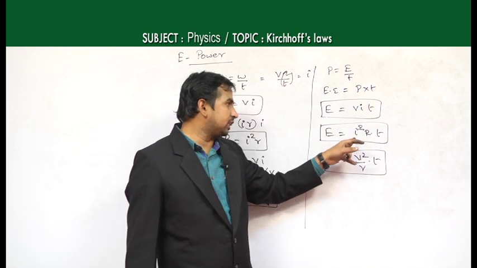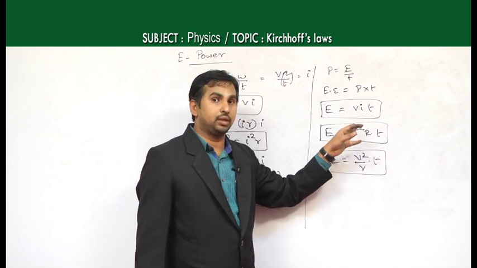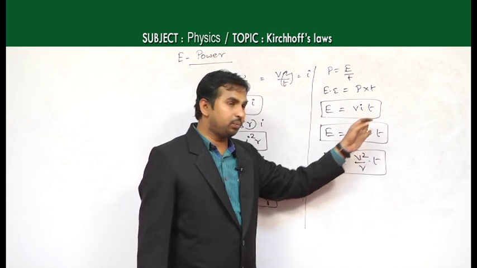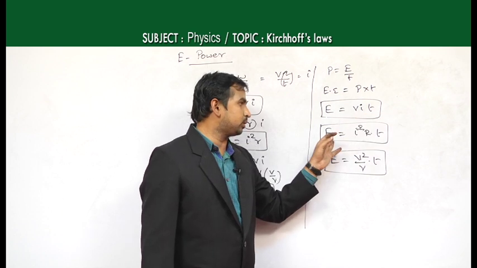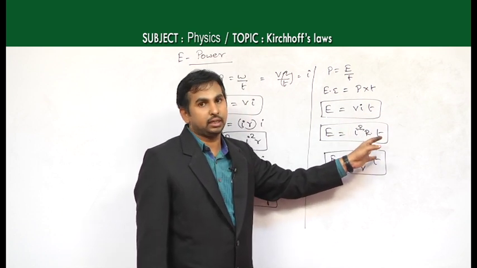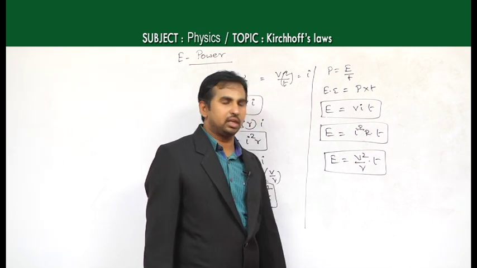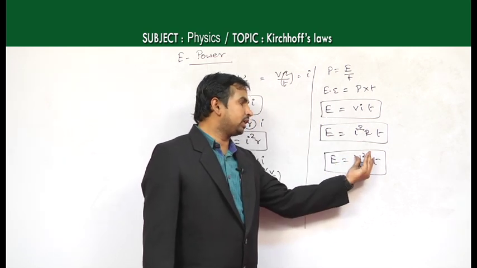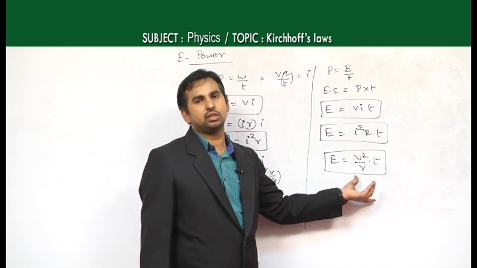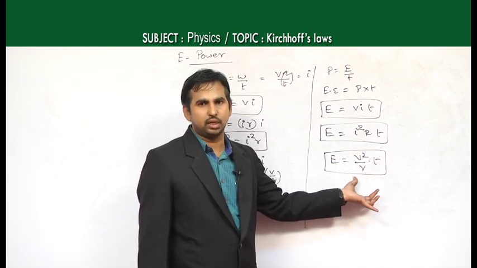And if you are taking the case of E is equal to I square RT, as it is in series, I remains constant. So that's why E depends on the resistance you are taking. And if the voltage remains the same, then the electrical energy is inversely proportional to the resistance.